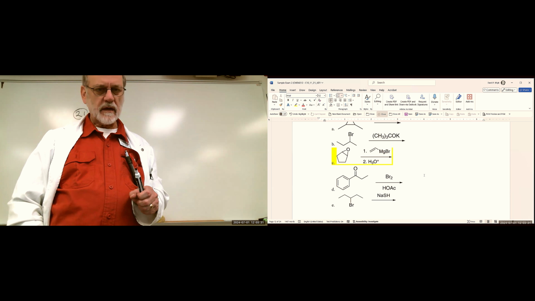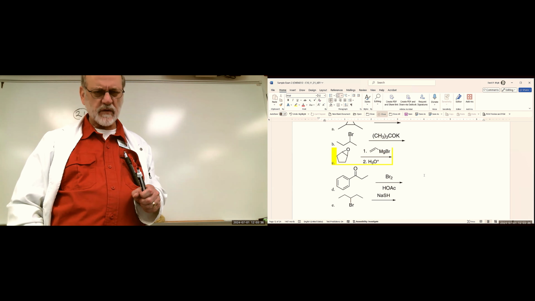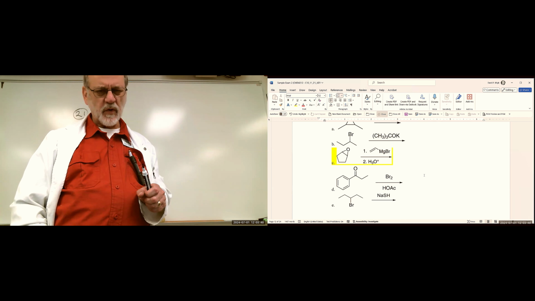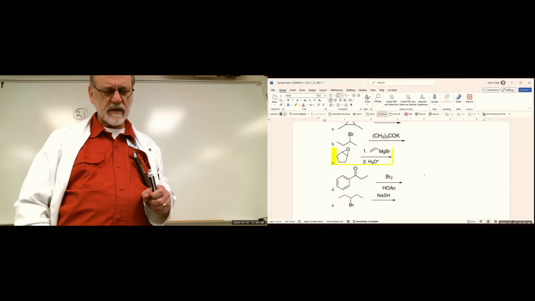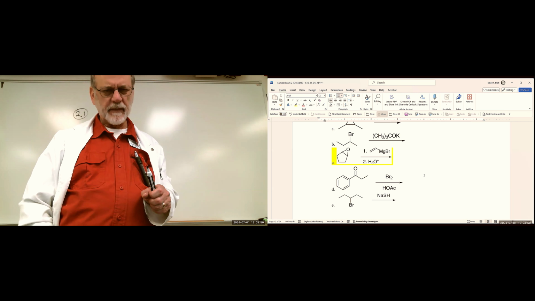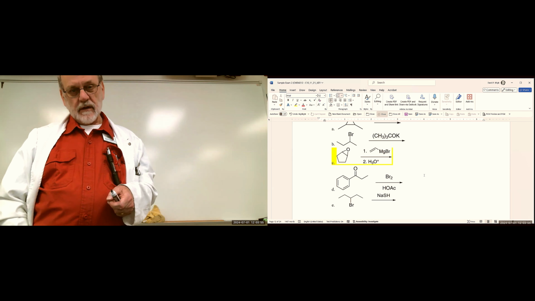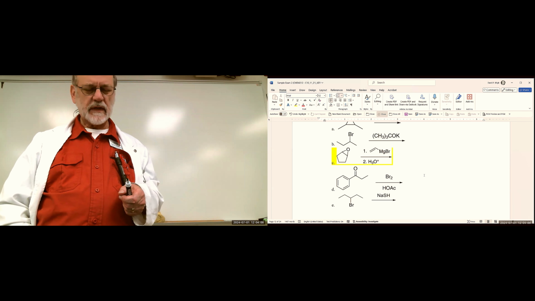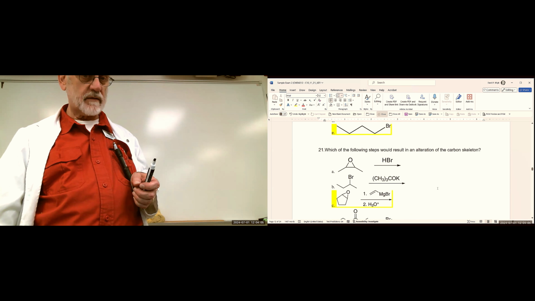How about the others? Let's see, sulfhydryl. No, that's just going to substitute for bromine. And the bromine and acetic acid is going to form a bromohydrin. Yeah. So the only one that's going to change the carbon skeleton is C.